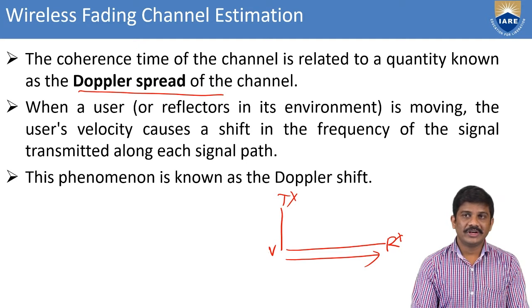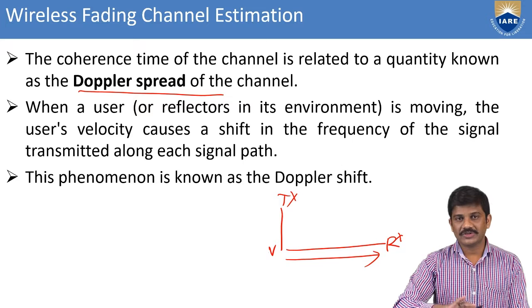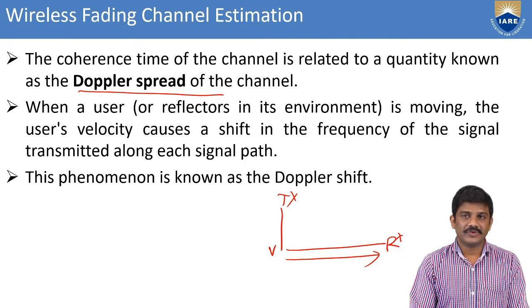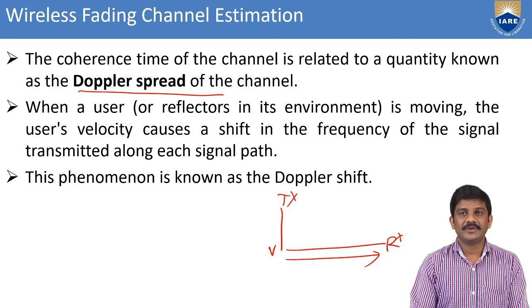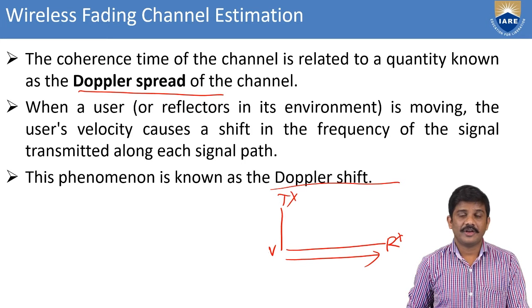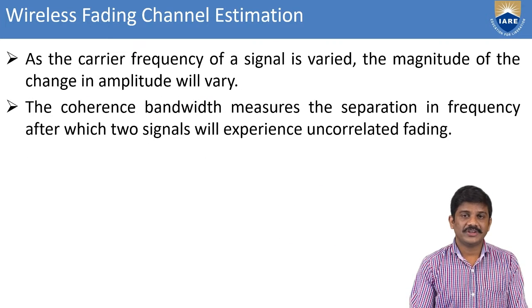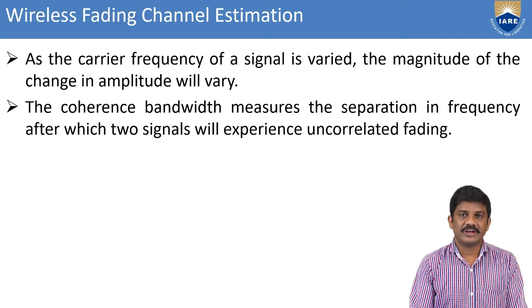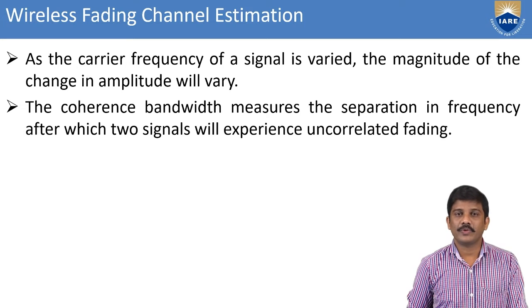When the user is moving, that is reflected to the environment, and the user velocity causes a shift in the frequency of the transmitter along each signal path. This phenomenon is called Doppler shift. Okay, as the carrier frequency of a signal is varied, the magnitude of the change in amplitude is also varied. The coherence bandwidth measures the separation in frequency after which two signals will experience uncorrelated fading.